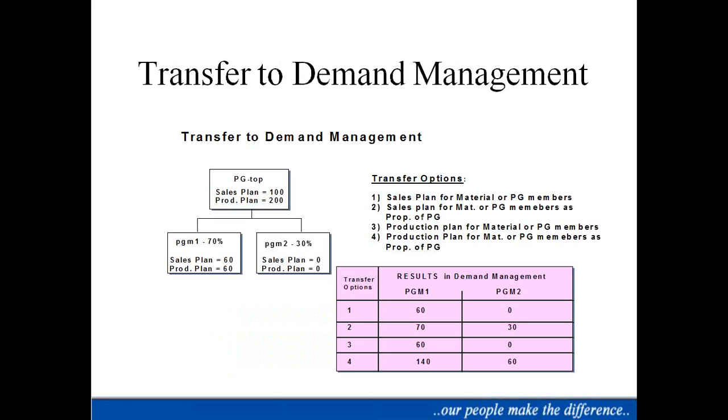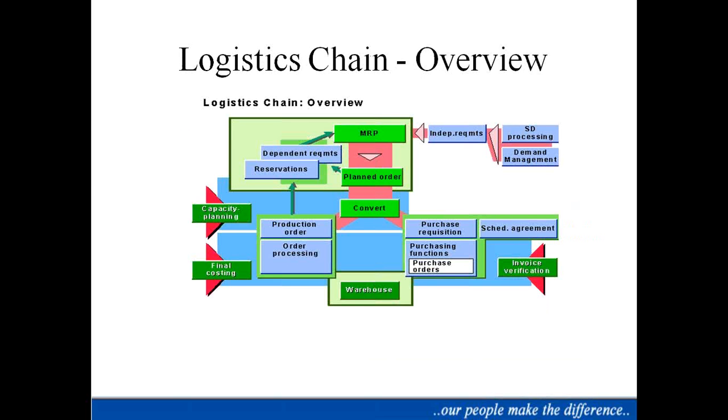And transfer to demand management. Transferring to demand management is nothing but your sales figures getting transferred to your production figures. Ultimately you will get planned independent requirements in the system for each member of the product group. Once the independent requirements are there, from here onwards we know the same story: running the MRP, converting the planned orders to the production order, purchase order, and so on and so forth. This is the simple logistics chain.